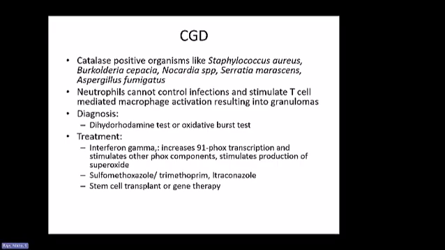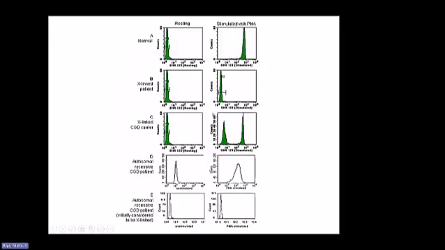So the stem cell transplant should be considered in patients who have absence of oxidative capacity, and that can be noted on the dihydrorhodamine test with their stimulation index. All right, so here's the dihydrorhodamine or oxidative burst test, which shows a normal person whose neutrophils are stimulated with PMA and they show fluorescence.